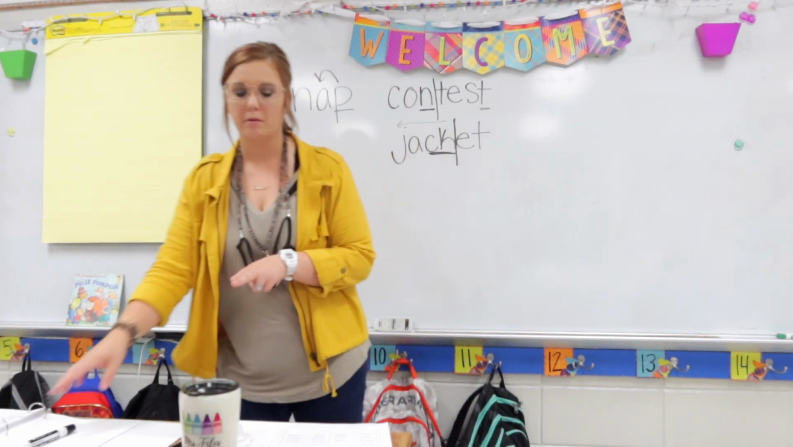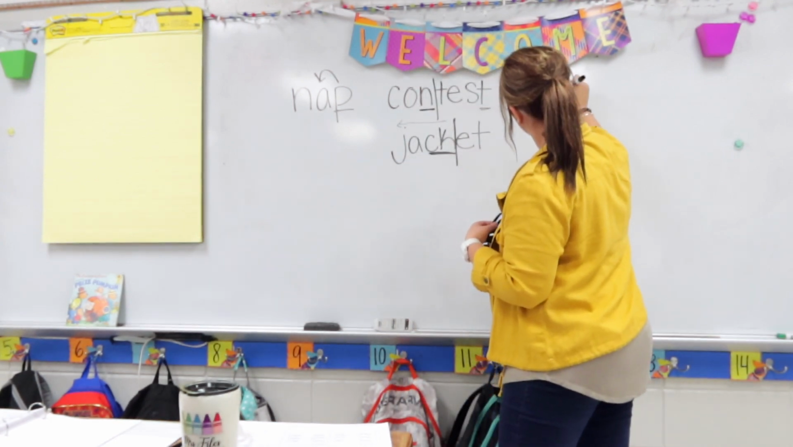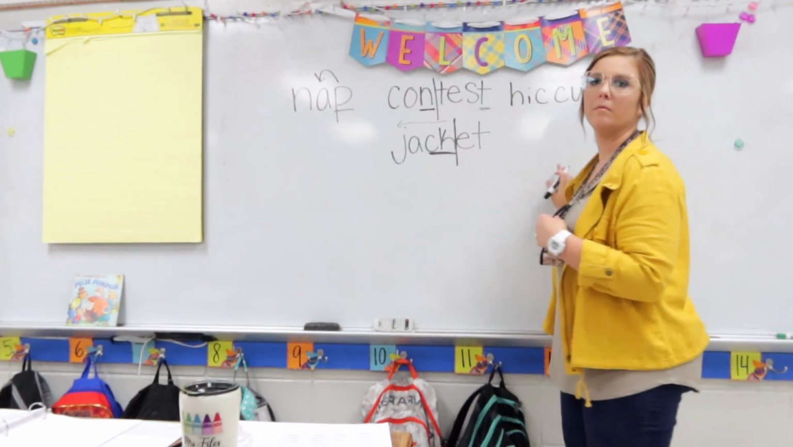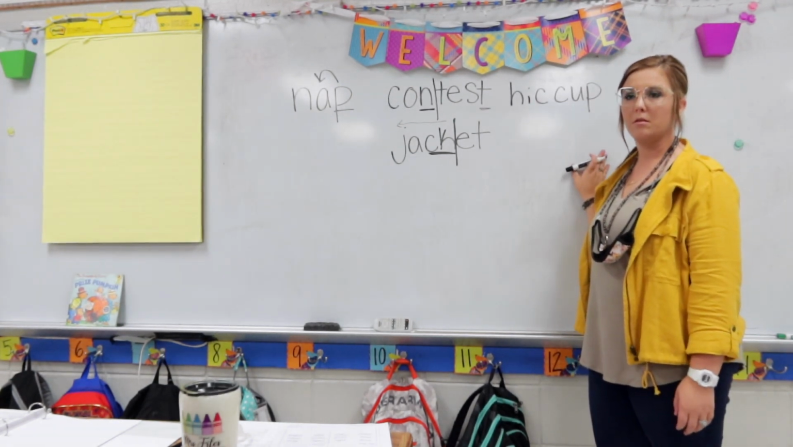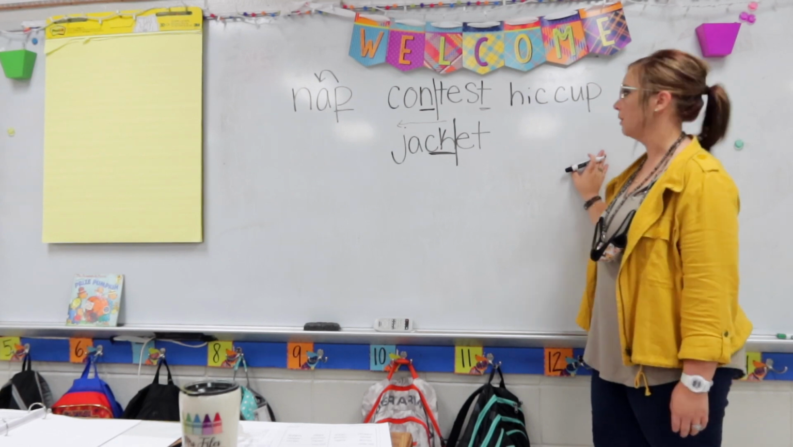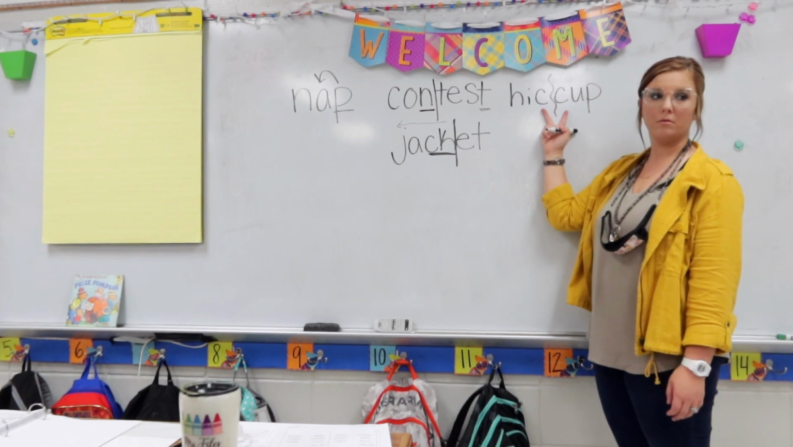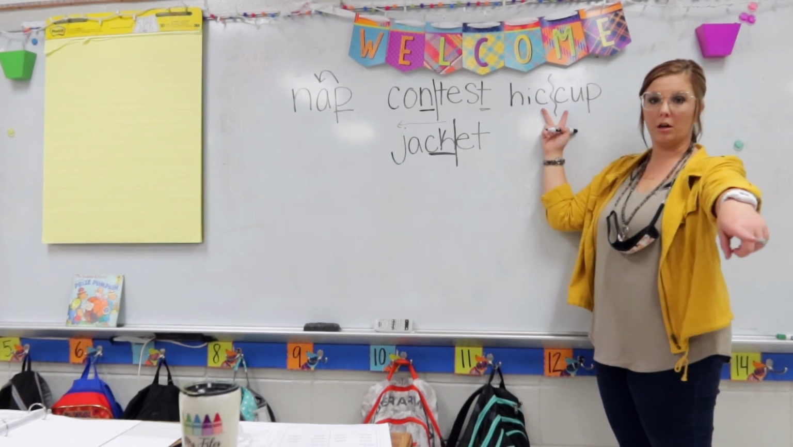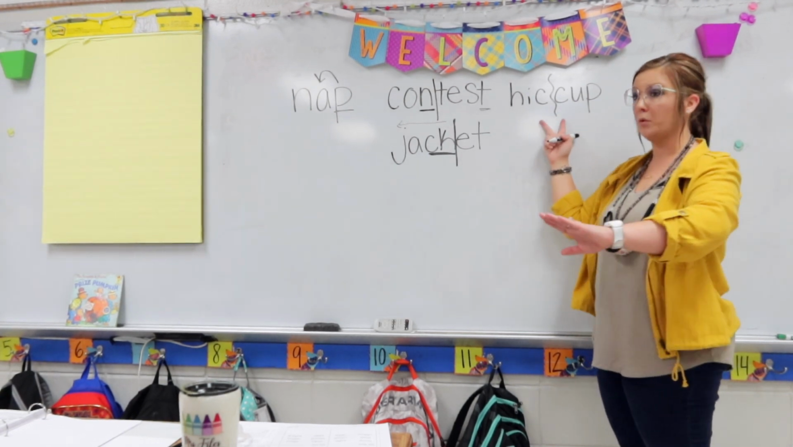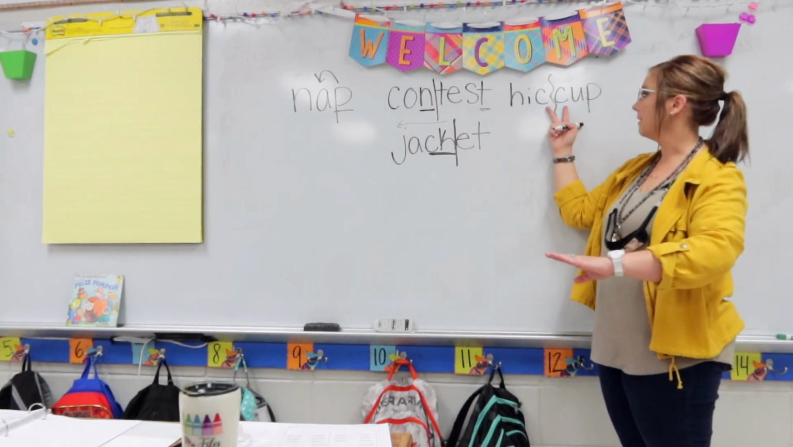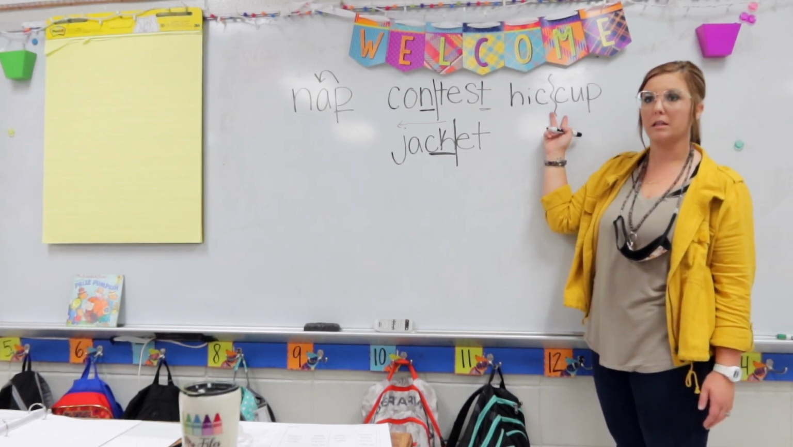So hiccup. Where would we separate these two syllables? Jagger? Between the C's. Between the C's because it's a what? Double C. What is a C though? A vowel or a consonant? Consonant. No, our vowels are only A, E, I, O, and U. This is a double consonant word. When you have double consonants, you split your syllables in the double consonant.